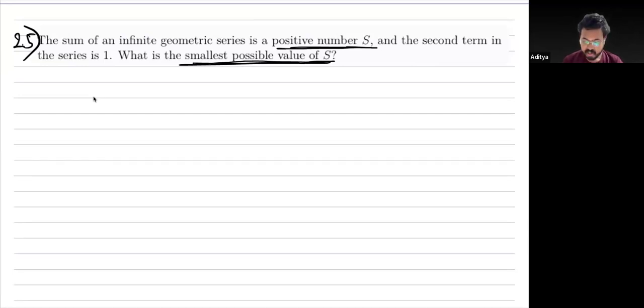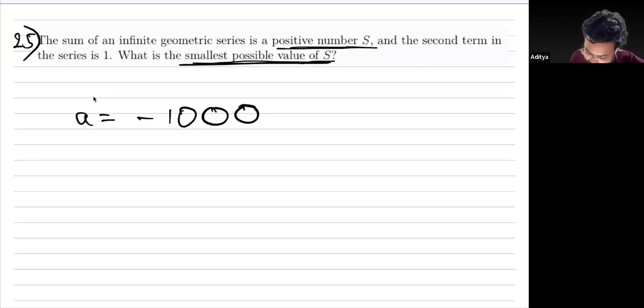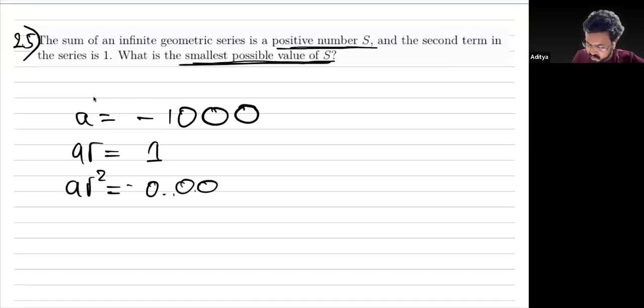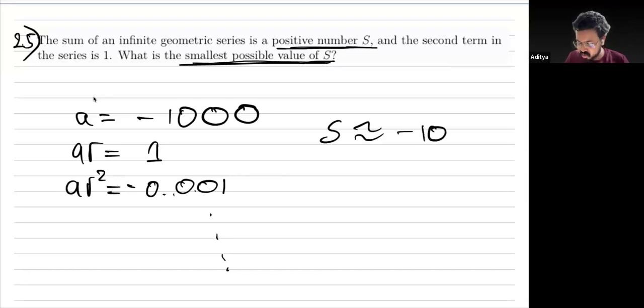So it is given in question 25 that the sum is a positive number. See, if it was not given that the sum is positive, then the answer would be minus infinity because you can take the first term as infinitely small. I'll give you one situation. If A is equal to minus 1000 and the second term AR is equal to 1, then AR square will again be a very tiny quantity, minus 0.001 and so on. We'll keep going, but S will be approximately minus 1000 only.